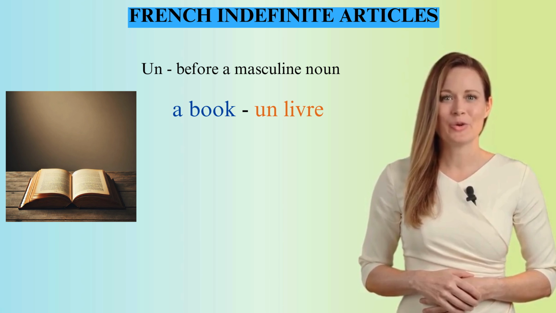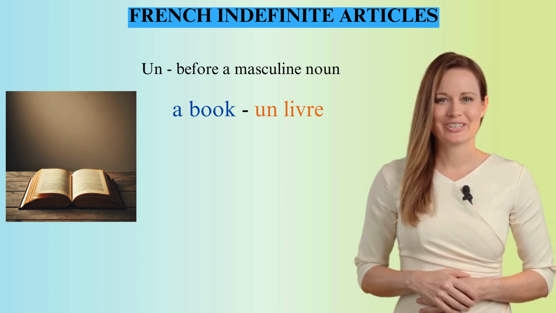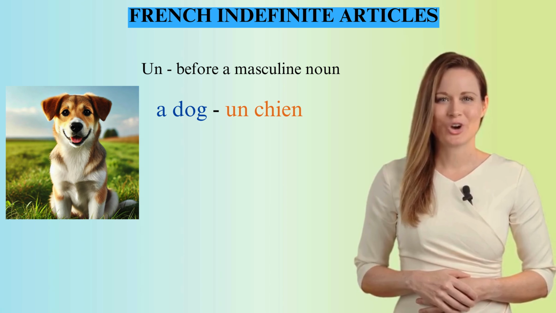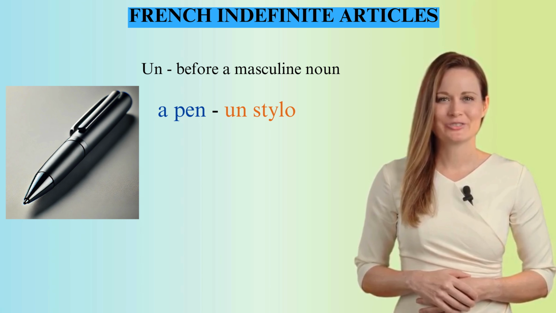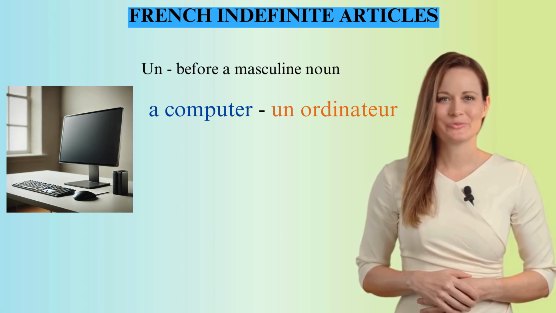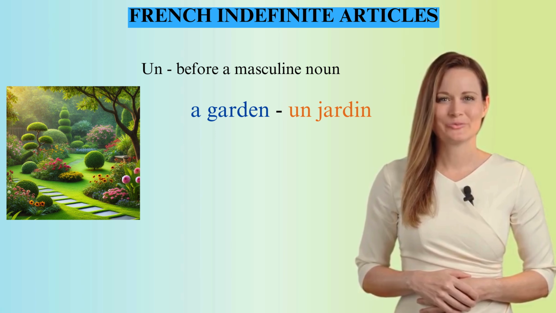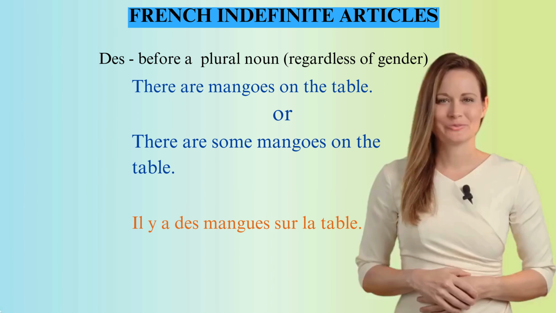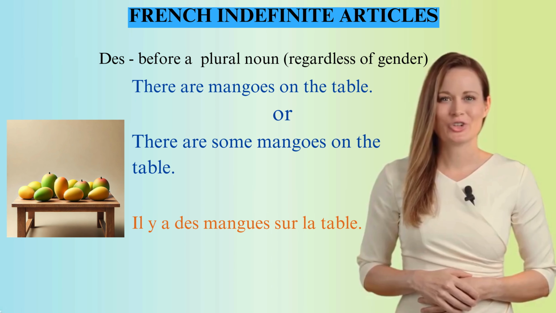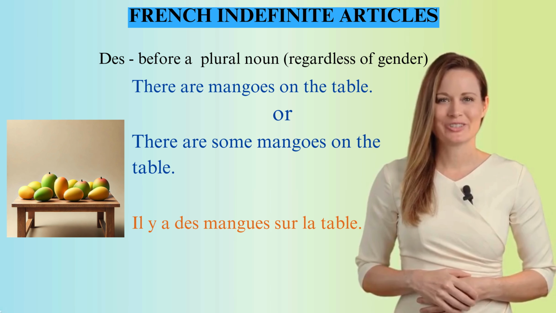Now let's see the article before a masculine noun, that is un. For example, a book. In French we would say un livre. A dog, un chien. A pen, un stylo. A computer, un ordinateur. A garden, un jardin.